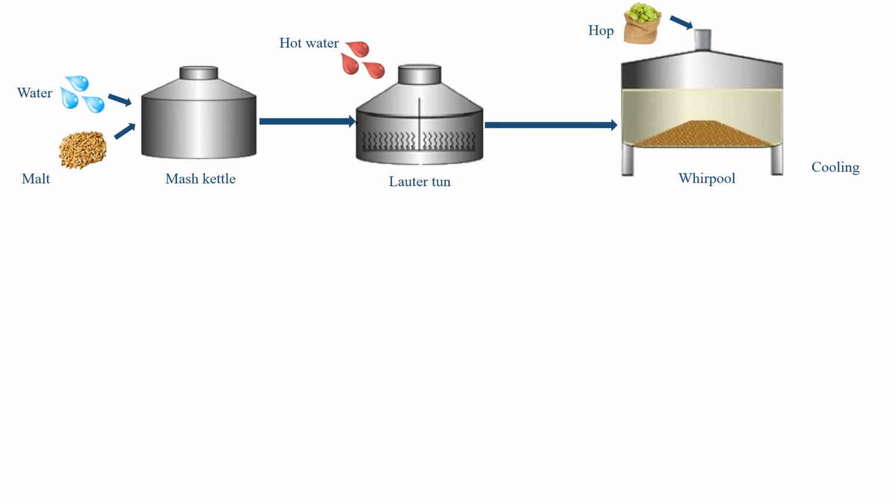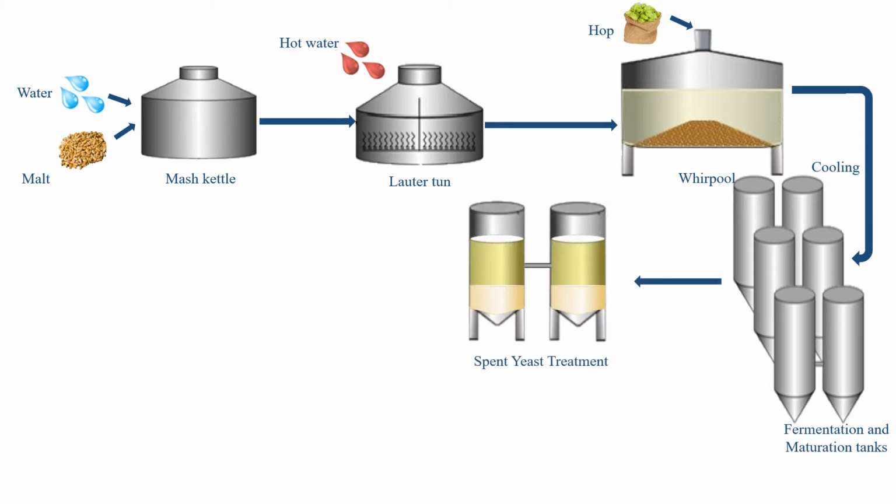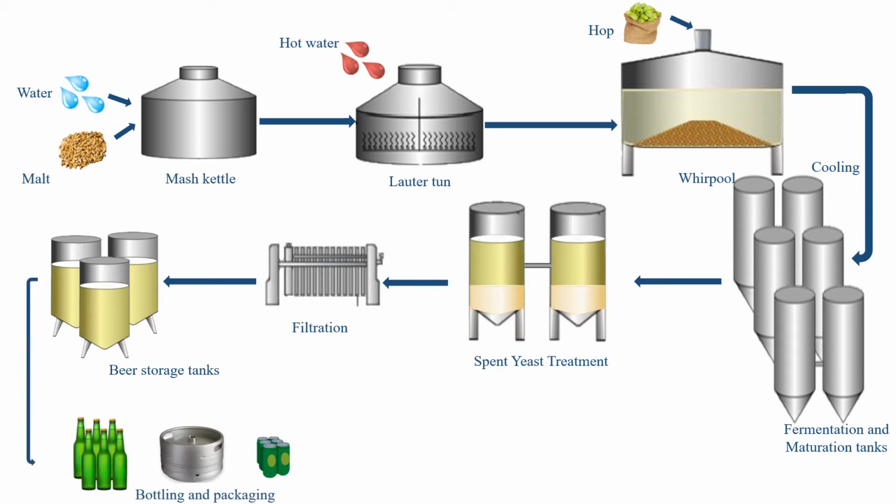After removal of hops and precipitates, after cooling and aeration, the wort would be sent to the fermentation tanks where a maturation phase will occur. Then the spent yeast would be separated from the young beer, followed by an aging and maturing process, and finally bottling and packaging.